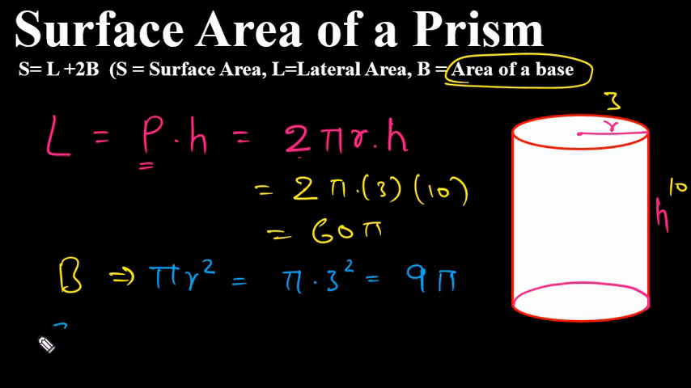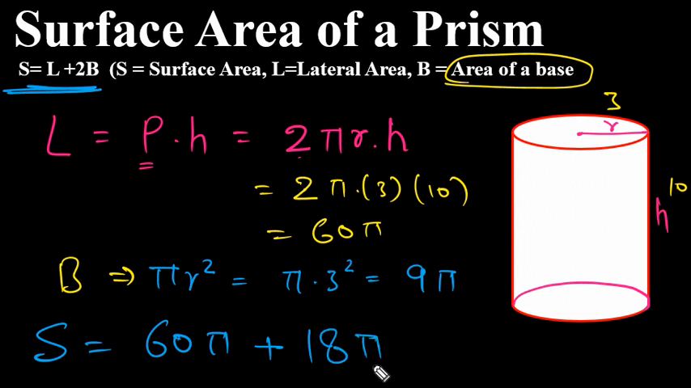So what will be the surface area? Surface area is L. L is 60 pi. I'm just substituting in this formula, plus 2b, 2 multiplied by 9 is 18 pi, and 60 plus 18 will give you 78 pi meter square. If the unit is meter, then meter square. If the unit is centimeter, then centimeter square. Okay, that's how you solve this.